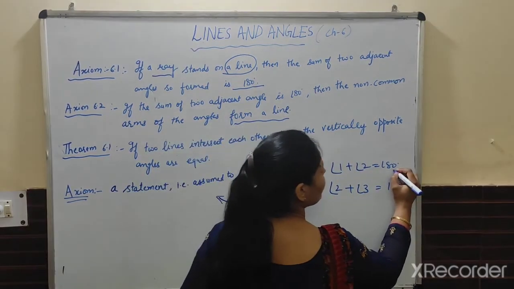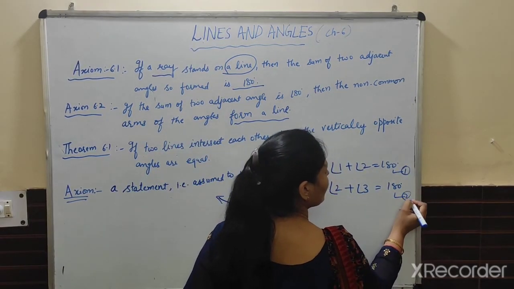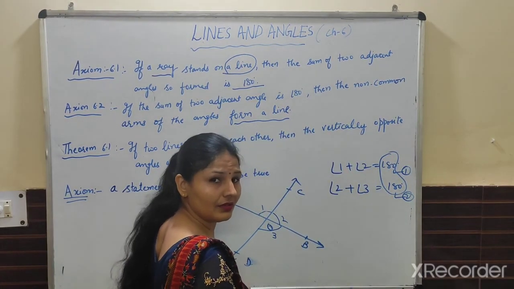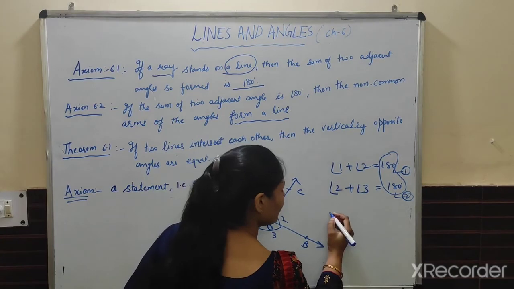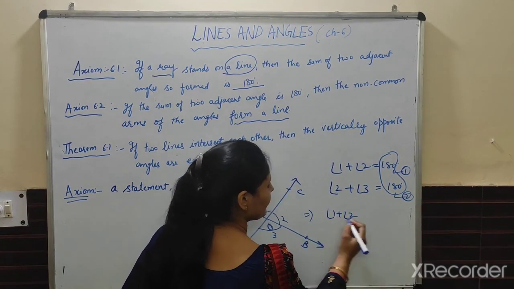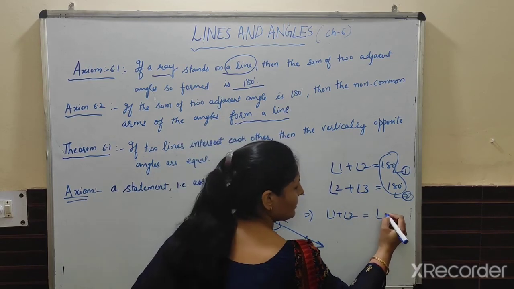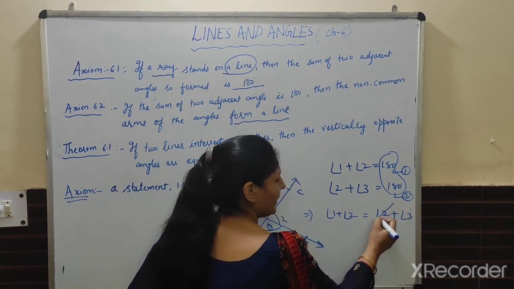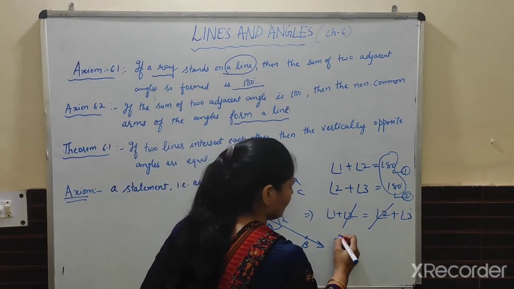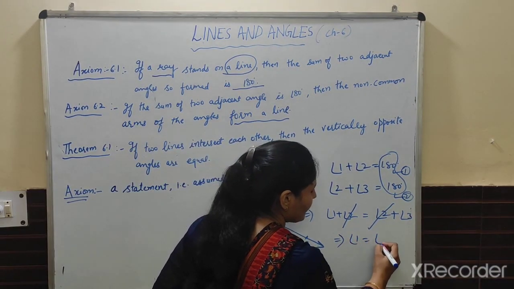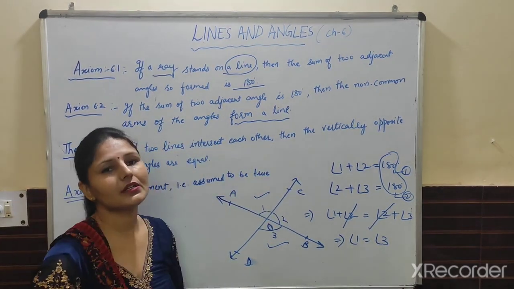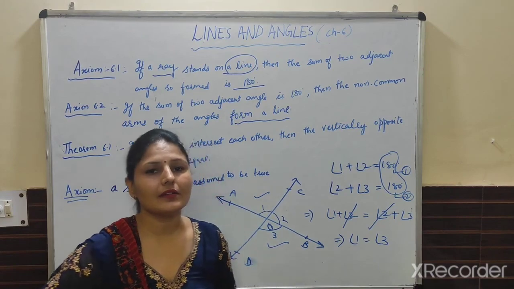Now compare both equations. What is the right hand side? Equal, 180 degrees. So the left hand side is also equal: angle 1 plus angle 2. This implies angle 1 plus angle 2 is equal to angle 2 plus angle 3. Angle 2 will be cancelled out and we get angle 1 is equal to angle 3. These are vertically opposite angles. Okay.